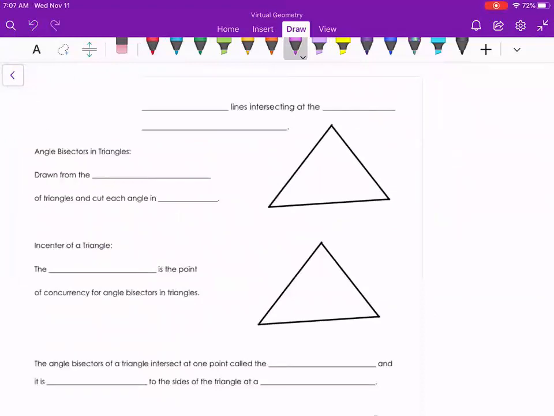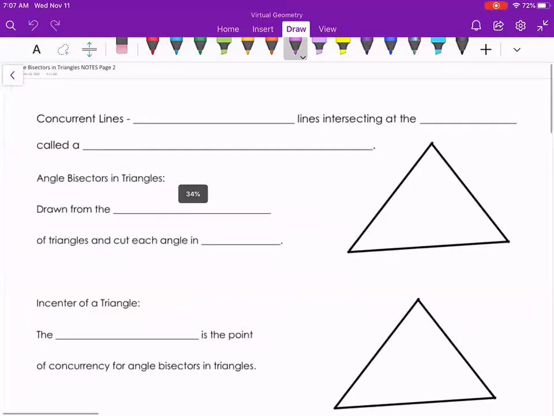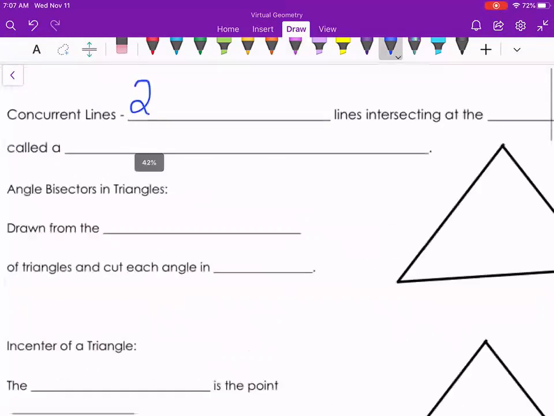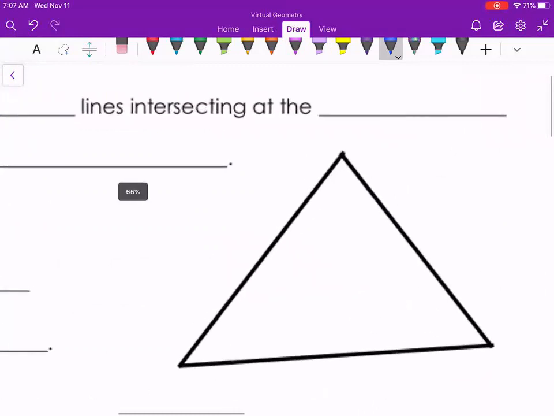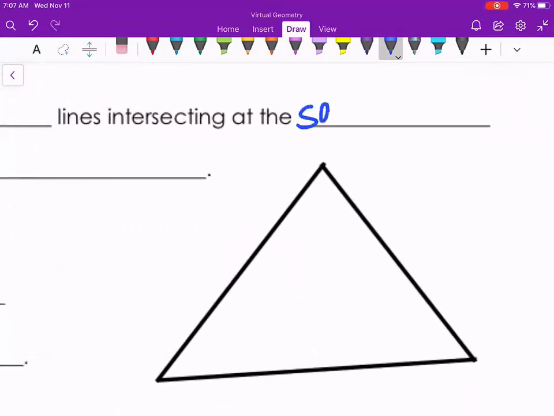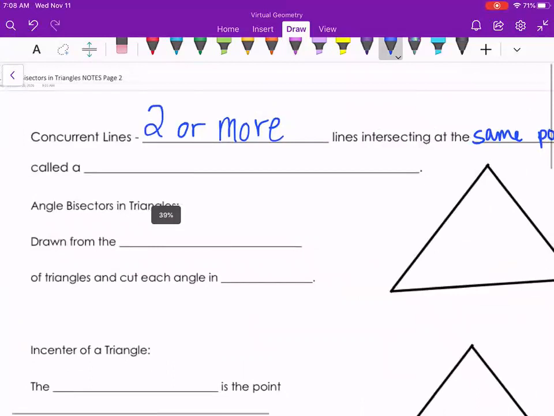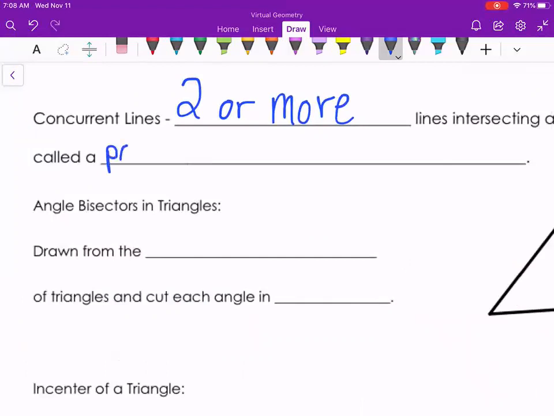So now let's see what happens when we take our angle bisectors into the triangles. Like before, we get that idea of concurrent lines. Specifically, concurrent lines, like it was last time, I'm going to zoom in here, are two or more lines that are intersecting at the same point. And that one point that they intersect at is called the point of concurrency.